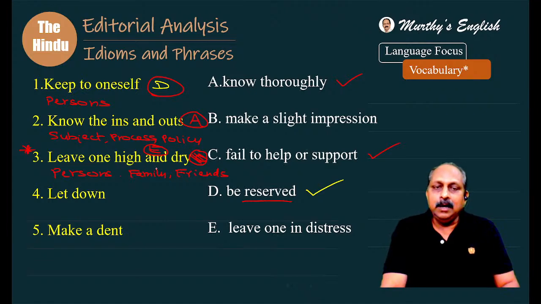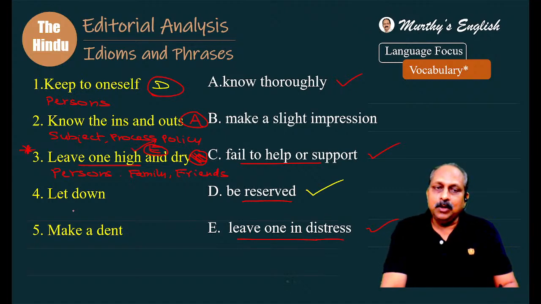And leave one high and dry. There are two very close options. Fail to help or support. Leave one in distress. This goes with a negative context. Leave one high and dry. Leave one in distress. Answer is E. I hope you guys got it.